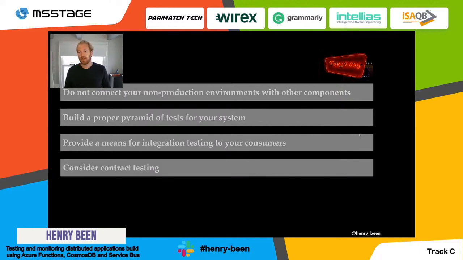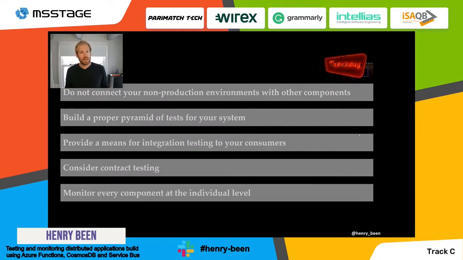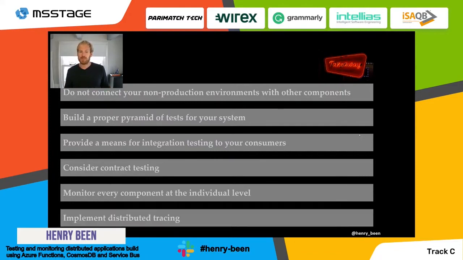Consider contract testing. It can be a bit of work, but it really delivers value because at every call back and forth, you constantly validate that you are still adhering to the agreed way of communicating between components. Make sure that you rigorously monitor every component at the individual level. But since this is very system oriented, make sure that you also have your synthetic user scenarios monitored. And finally, if something goes wrong, implement distributed tracing so that you can see what has gone wrong, why it has gone wrong, who is impacted, and how you can prevent it from happening again.